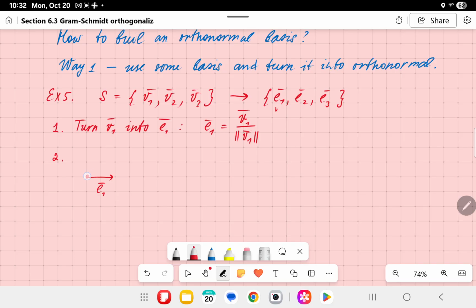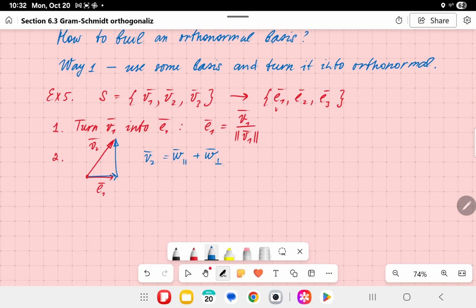And there is a vector v2. Again, I'm drawing it geometrically, but nothing here is really supposed to be geometric. Well, guys, what can we do? We can represent vector v2 as two vectors: one vector parallel to e1 and one vector orthogonal to e1. I'm going to label them w parallel plus w orthogonal. That's going to be my v2.